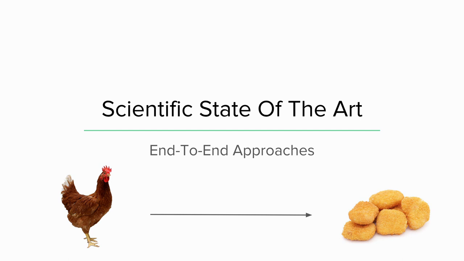But, well, the idea is that I'm going to talk now about end-to-end approaches in the sense that we don't care what happens in the middle. I mean, we just want our nuggets. We know they, well, we hope they come from the chicken.